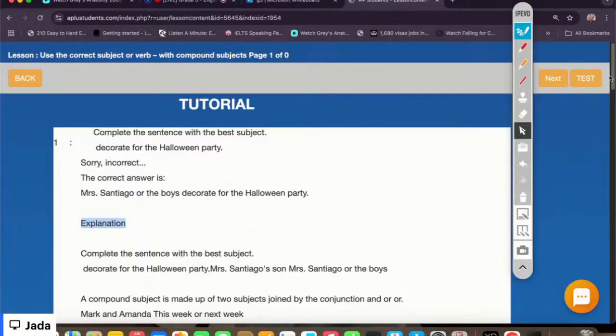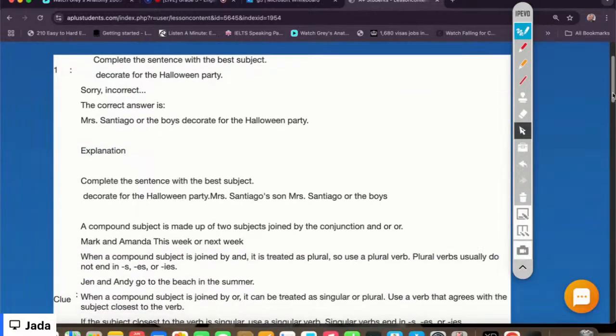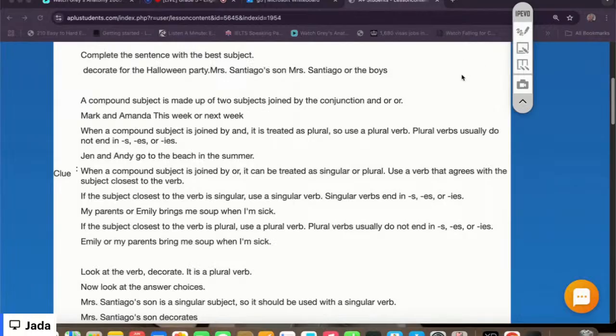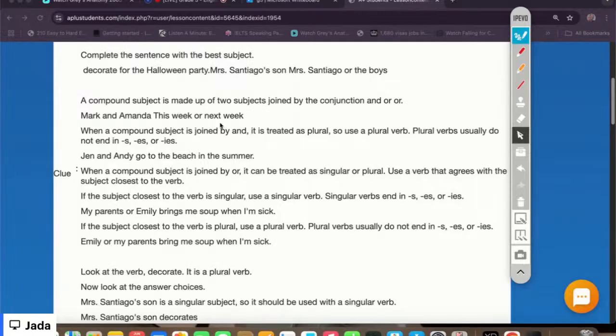Alright, so we have used the correct subject or verb with compound subject. So, what is a compound subject? A compound subject is made up of two subjects joined by the conjunction and also or. Okay, so we have Mark and Amanda this week or next week.